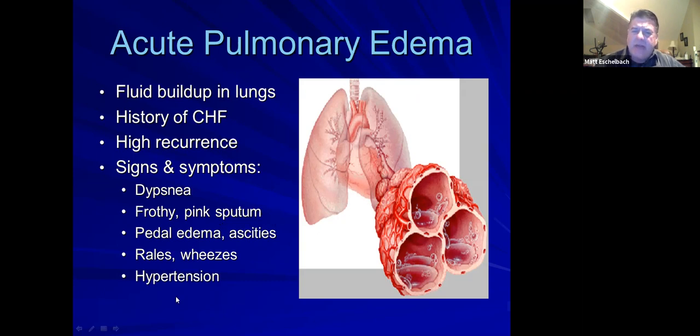You might see that. You're going to see pedal edema and ascites in these people, meaning they're going to have puffy feet and a large belly. You're going to hear rales and wheezes, and very often they'll have hypertension.